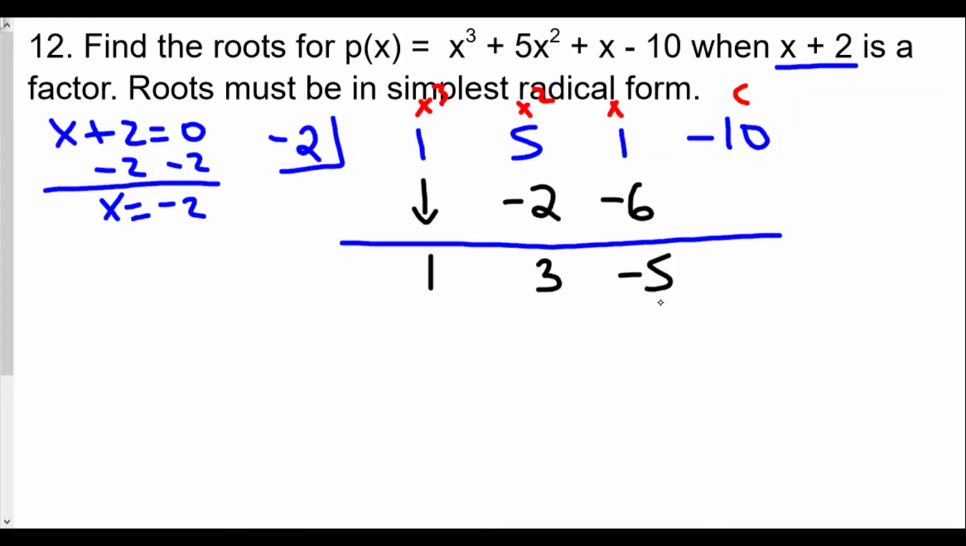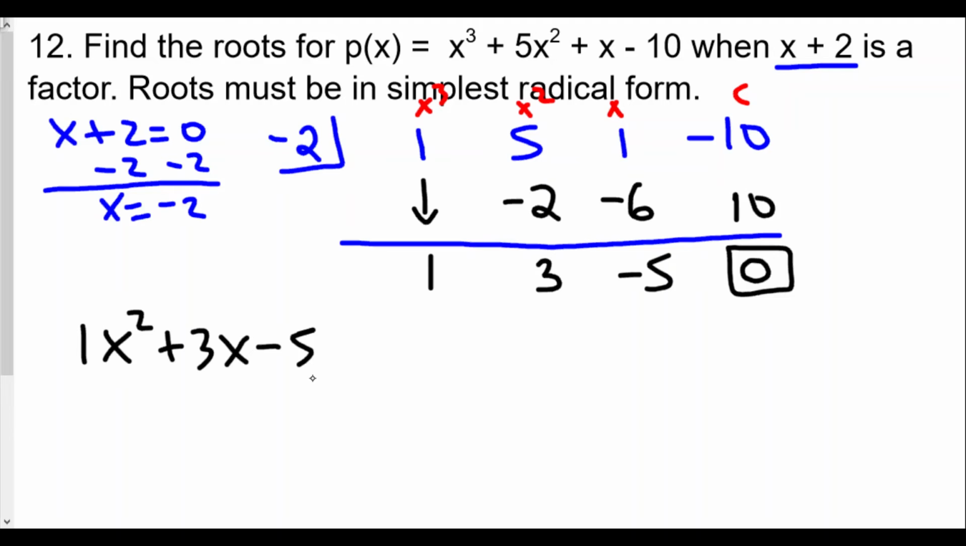Again, we repeat, taking that result of -5, multiply with -2 to get a positive 10, and downwards, we get 0. And this is our remainder. So the 1, 3, and the -5 will represent not x cubed, x squared, and x, but instead 1x squared plus 3x minus 5. So what we see here is that the exponents go down by 1 after we do our synthetic division, and then we set this equal to 0.